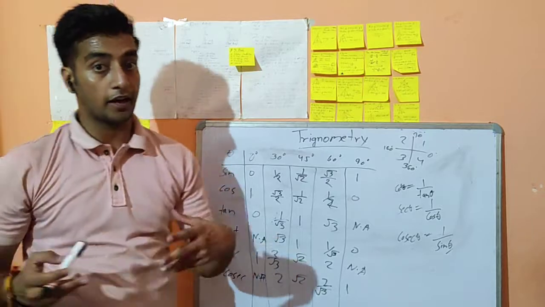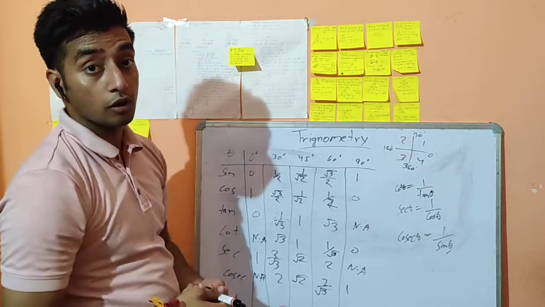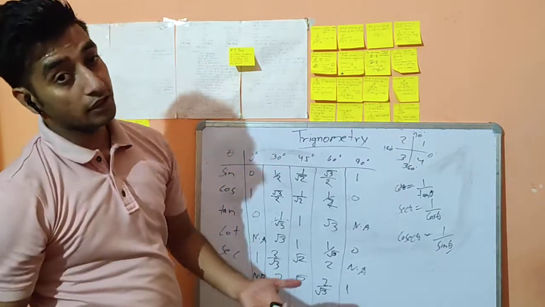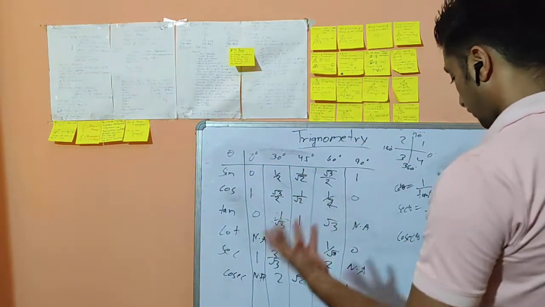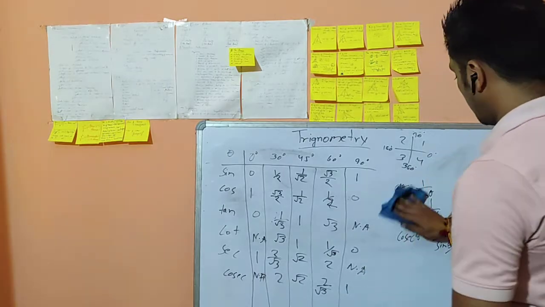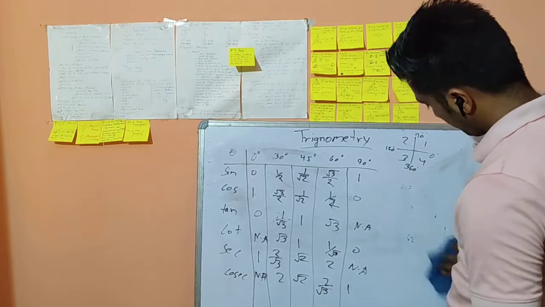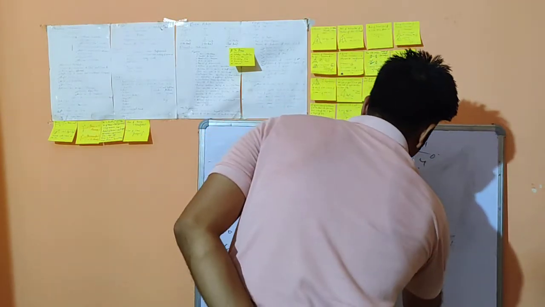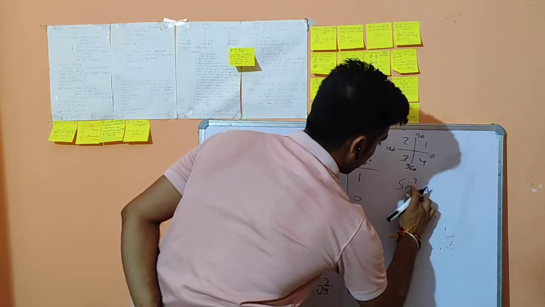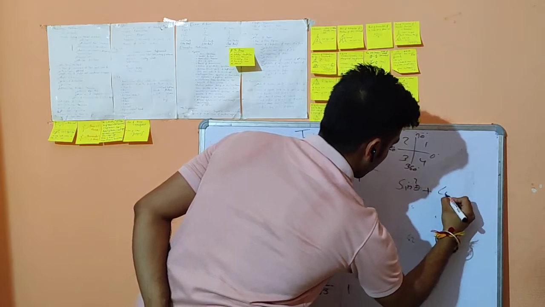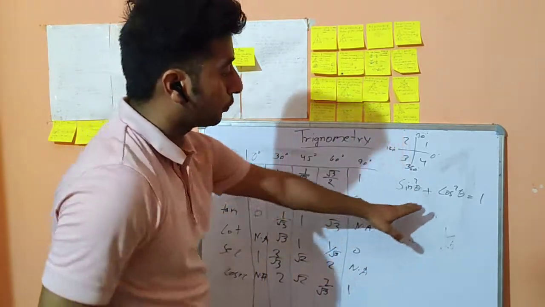With the help of these trigonometric ratios at different angles, we have made some trigonometric identities, which make our applications much easier and help us to solve all the trigonometric problems in a very convenient way. For example, there are n number of trigonometric identities, but I'll tell you a very simple one: sine square theta plus cos square theta equals to 1. This is the identity.